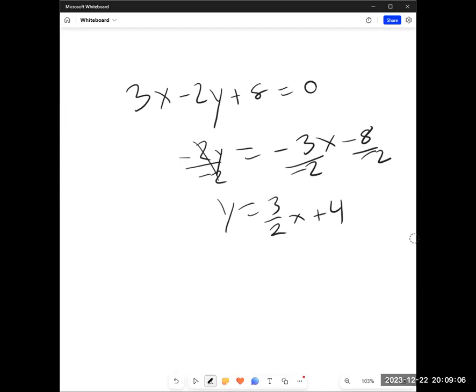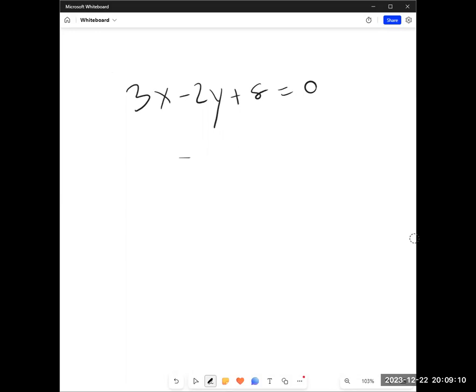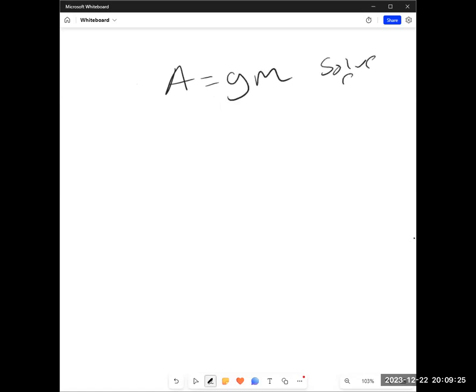All right, now we're going to get into some formulas that don't necessarily mean anything to us. They're just examples for us to work through this. We just have the formula A equals GM, and they want us to solve for G. So this is G times M, so we need to divide by M, get rid of that multiplication, and G is equal to A divided by M.